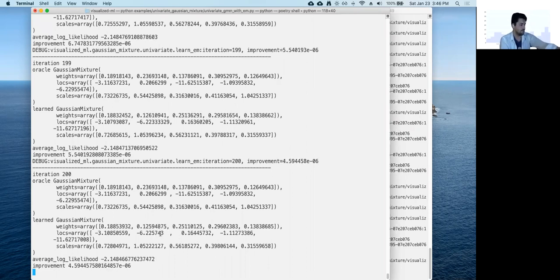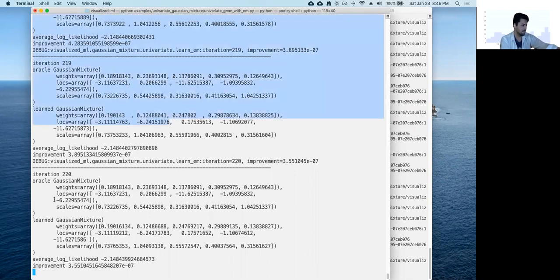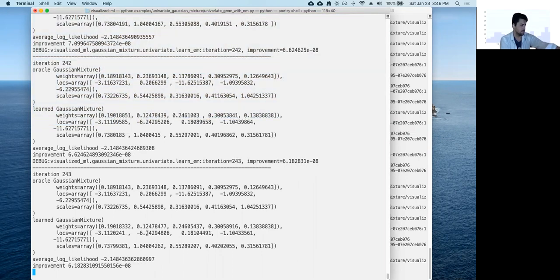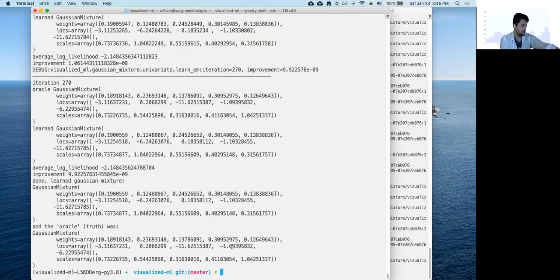Yep, okay, now this one here has stabilized at about -6.24. That's very close to the original. So the locations are converging quite nicely. Okay, and it's done. And it looks like it was basically able to recover the original distribution.